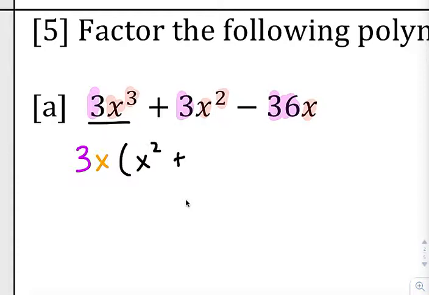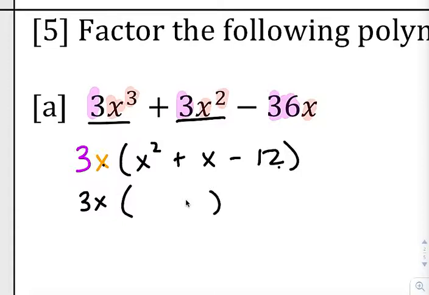I'm sorry, x squared, excuse me. And that would be plus x, because 3x times x would be 3x squared. And then minus 12, because 3 times 12 is 36. X times nothing to multiply by just carries that x. And so we have this first term of, I'm sorry, 3x.